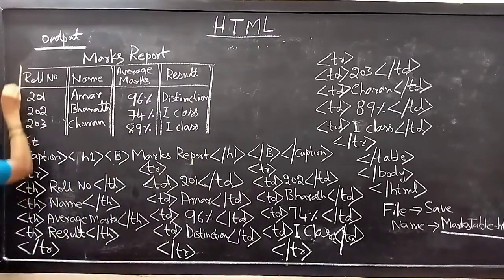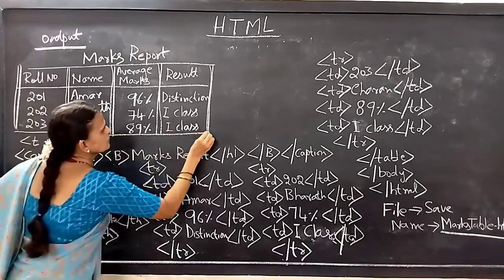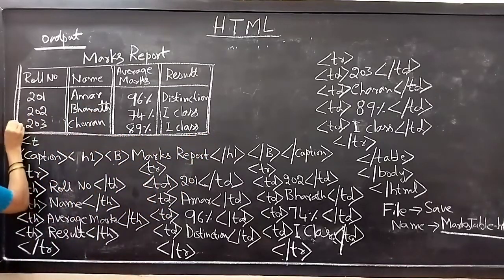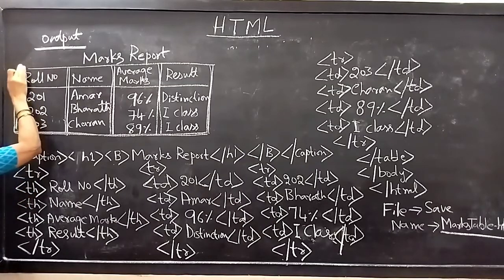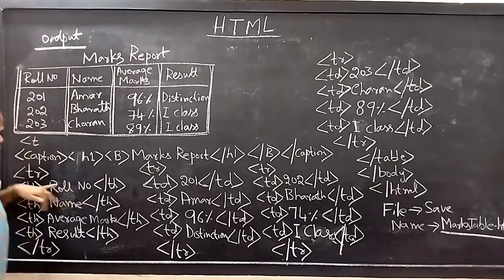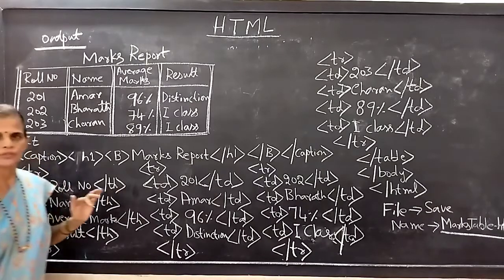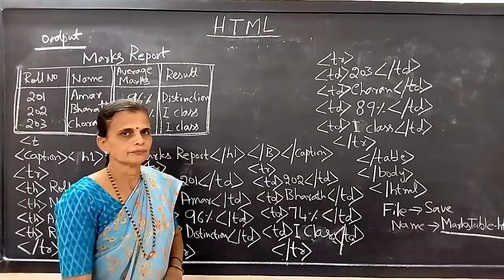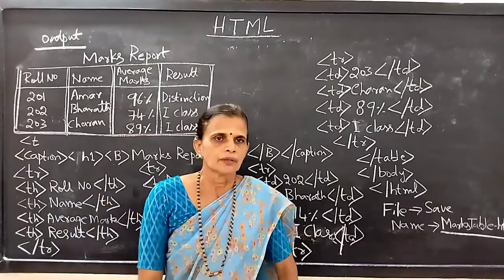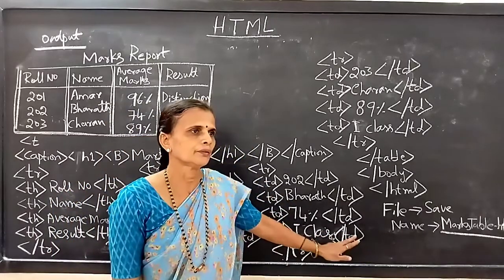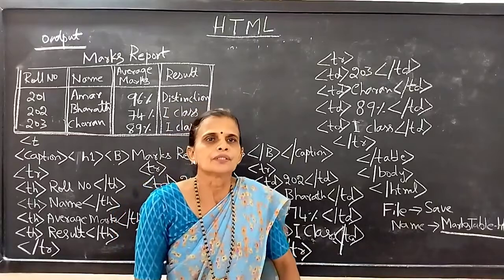You get the table with a border like this, with the heading as marks report. For that purpose we write a caption. Understood now? Okay. Now I think you understood, and we will do it practically in our system.